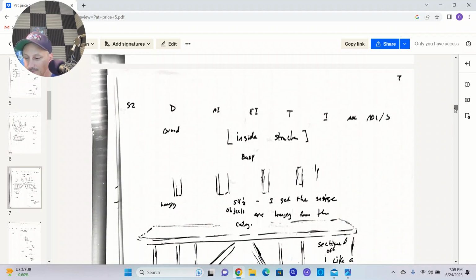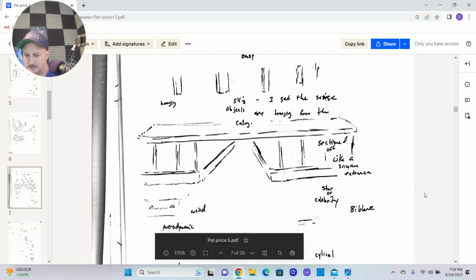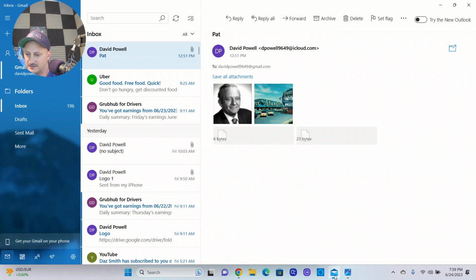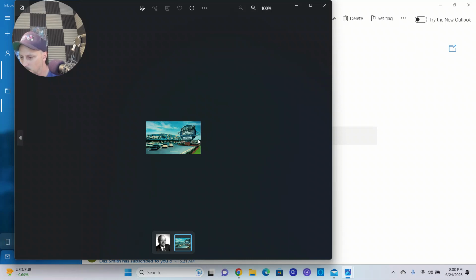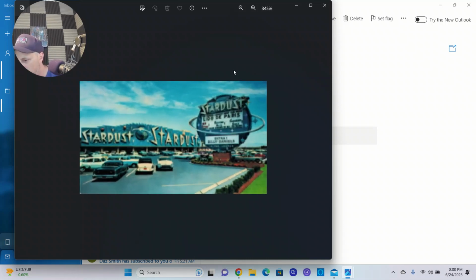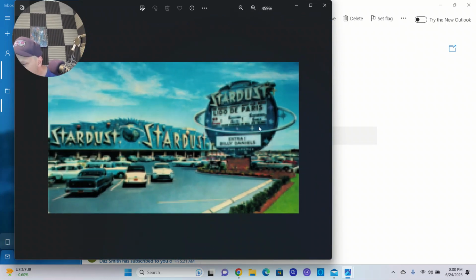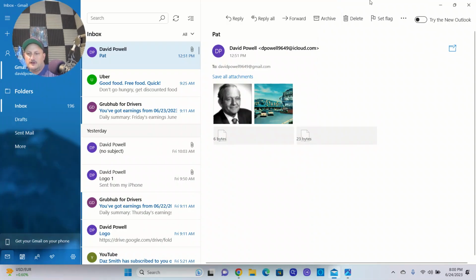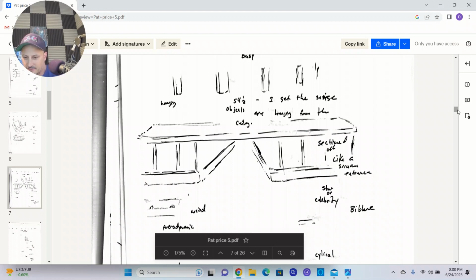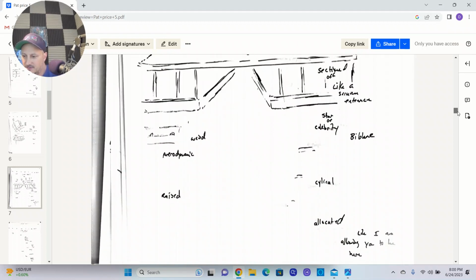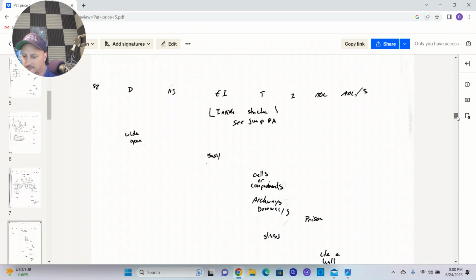Okay, this is the structure that I got, which, if you look at the Stardust, is not too dissimilar to it. You got these pillars up front. Service entrance. Okay, this idea of allocated large structure. Sorry, my handwriting was horrible.